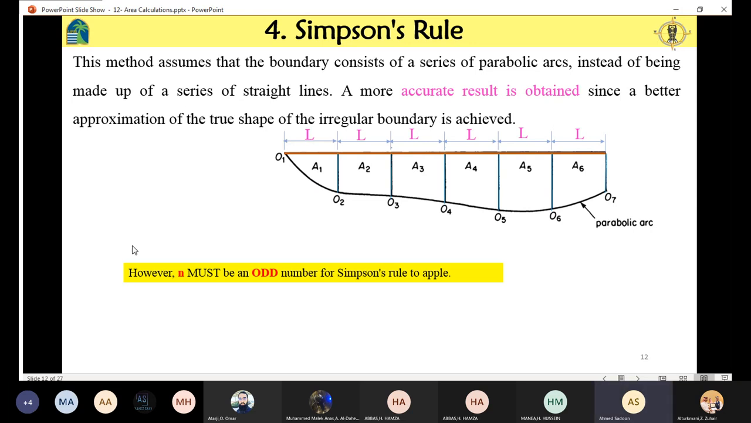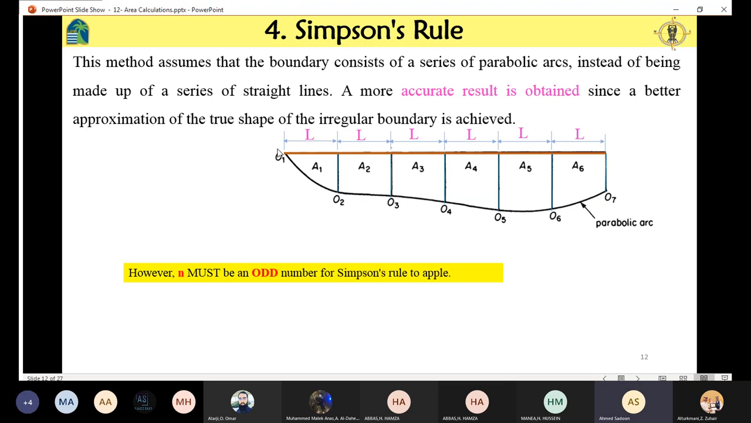Okay? So here, for example, we are going to count the number of offsets. We have 1, 2, 3, 4, 5, 6, and 7. So here the number is odd, and we are in position to determine the area using Simpson's rule.